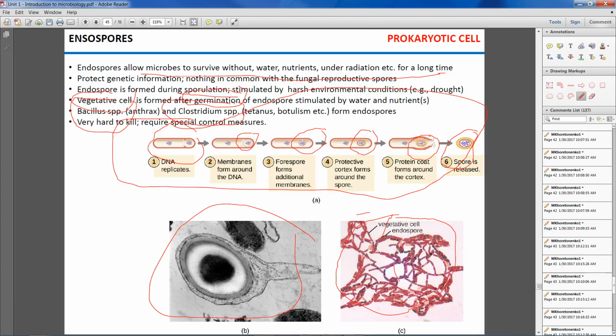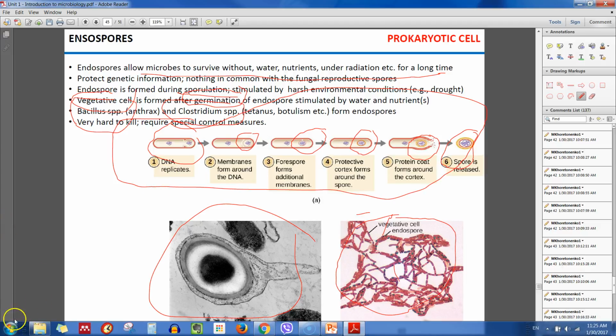And endospores are extremely hard to kill. So we have to think about the control measures that we implement when we try to control for endospore presence. Does that make sense to you? Okay, so it's not just boiling. We have to autoclave stuff. We have to kill endospores in order to prevent the spread of those diseases.